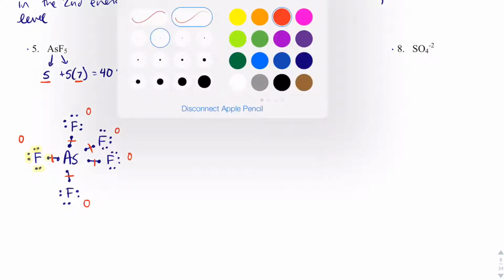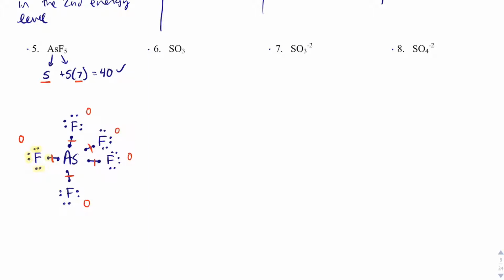I'm going to go ahead and do the same thing for arsenic. Arsenic normally has 5, and in this picture I see 1, 2, 3, 4, 5. And so there's no change from what it normally has, and so that would be a formal charge of 0. And all of the formal charges should add up to be the overall charge of the compound. And so if I add up all these zeros, 0 plus 0 plus 0 plus 0 plus 0 plus 0 will give me an overall charge of 0, which is what I have in AsF5.